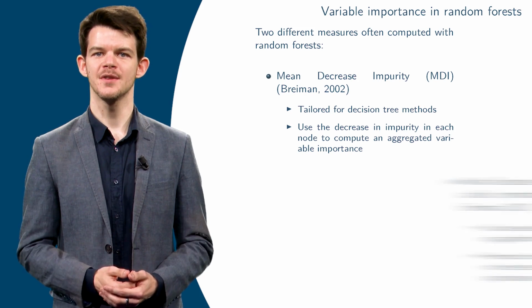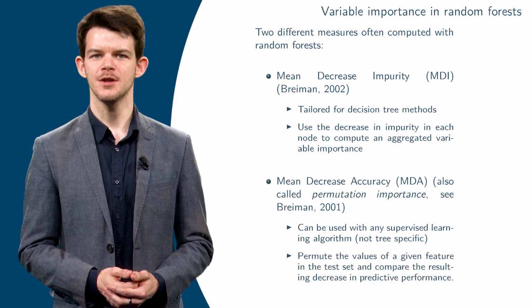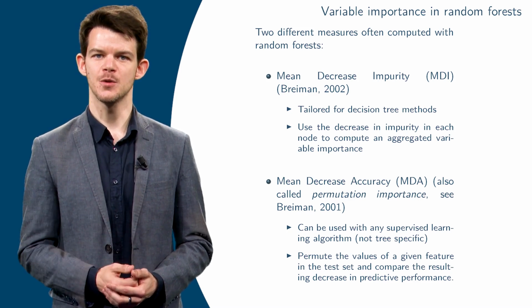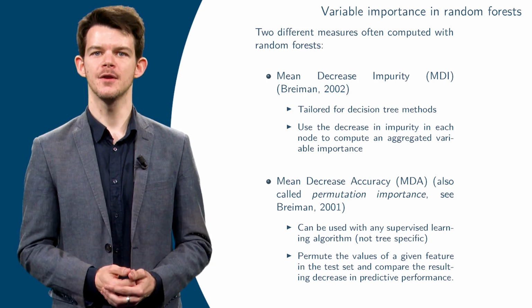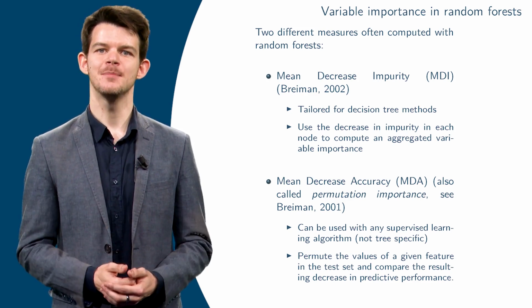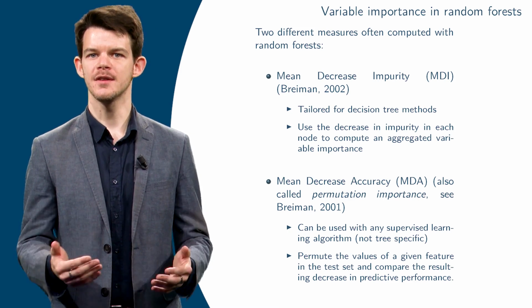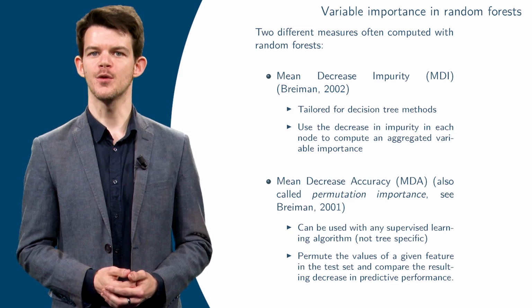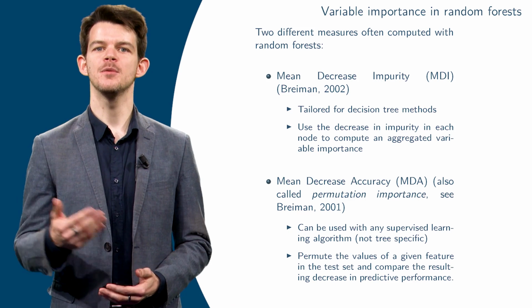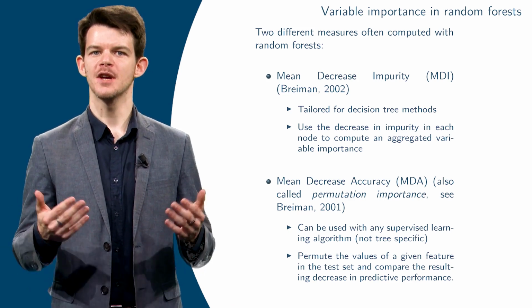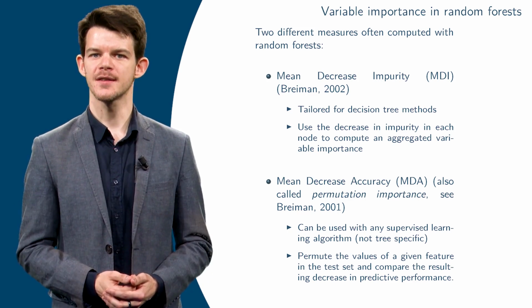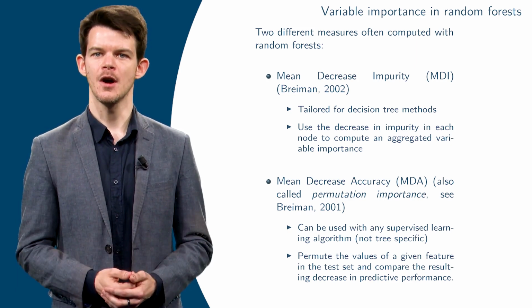The other importance measure, the MDA, also called importance by permutation, was invented by Leo Breiman in 2001 for forests and is not specific to decision tree methods. It can be used for all supervised learning algorithms. The MDA is based on a permutation of the values of the variable considered in the test set. The MDA is equal to the difference between the predictive performance of the forest on the initial test set and on the permuted test set. Intuitively, if the variable has an impact on the prediction, permuting its values should decrease the predictive performance of the forest, which should lead to a high MDA. We will now detail the construction of these two indicators.